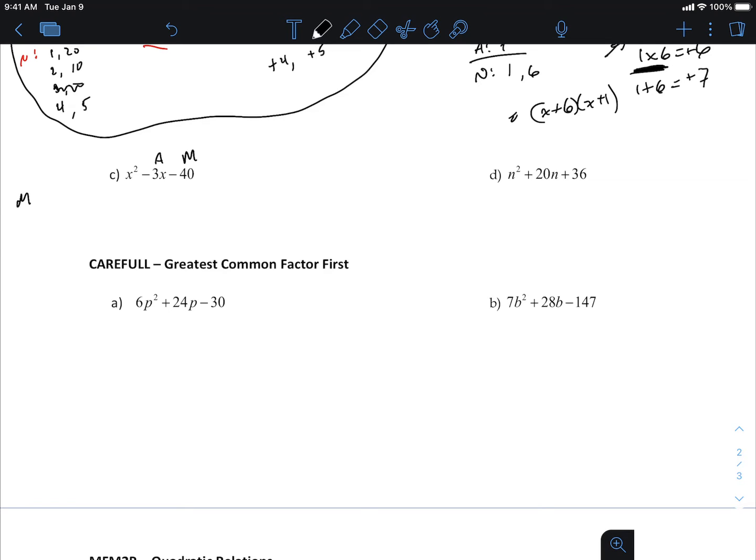You just go, okay, so I need two numbers to multiply to negative 40. This is a little trickier this time. And add to negative 3. All right, well, let's start making our list then. I'll make our list over here. Okay. 1 and 40. 2 and 20. 3 going to 40? No, it skips over it, right? So you don't have to do 3.